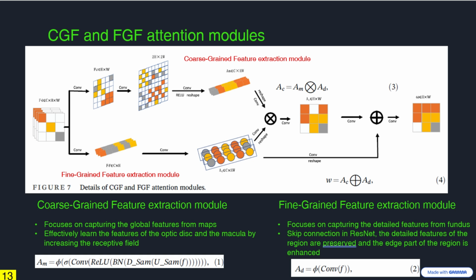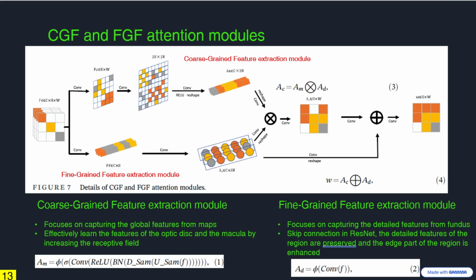Now for the second module, the FGF, the fine-grained feature extraction module, in the bottom side of Figure 7, we will show the purpose of this module. It focuses on capturing detailed features from the fundus. With the skip connection in the ResNet, the detailed features of the region are preserved, and the edge of part of the region is still enhanced.